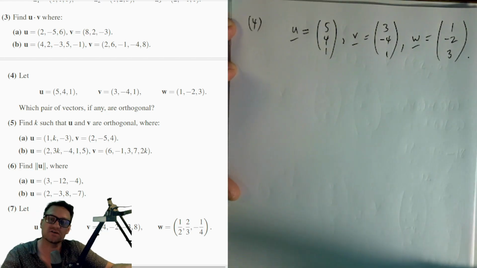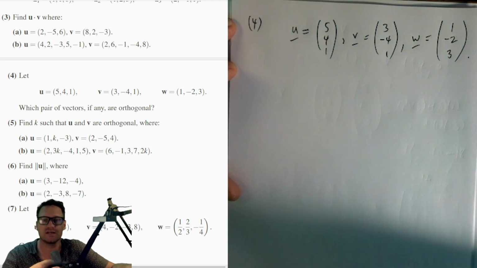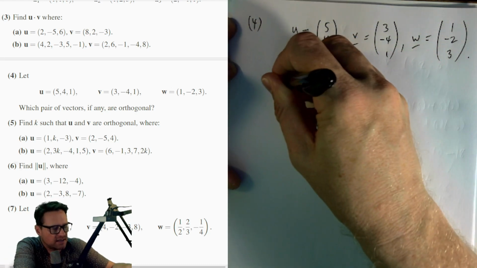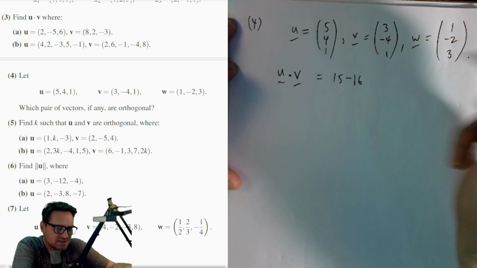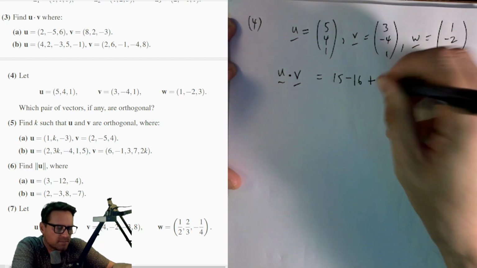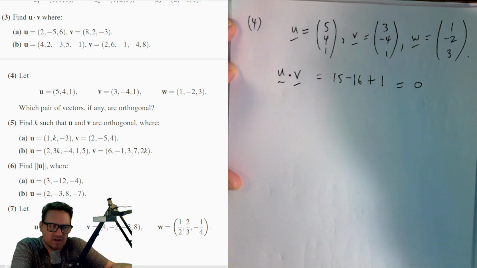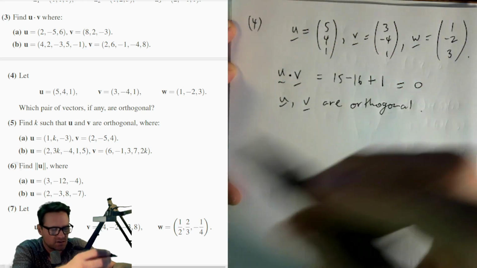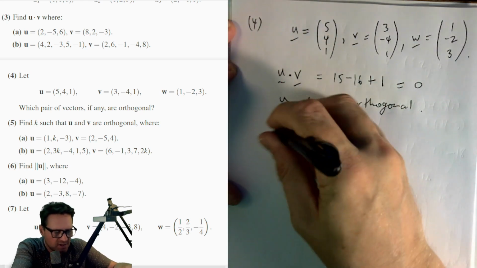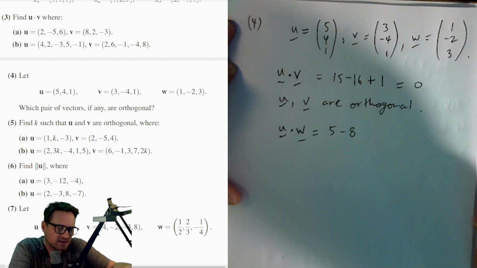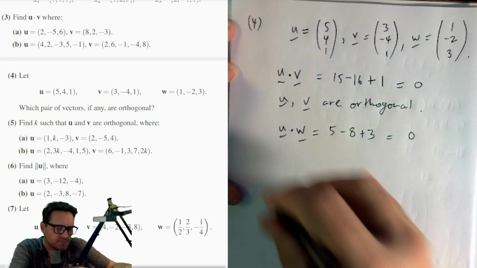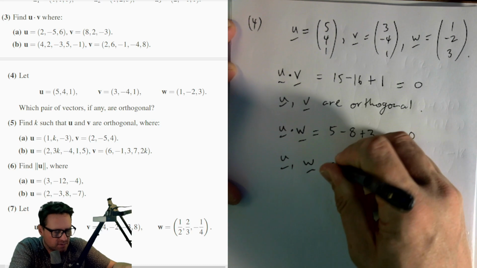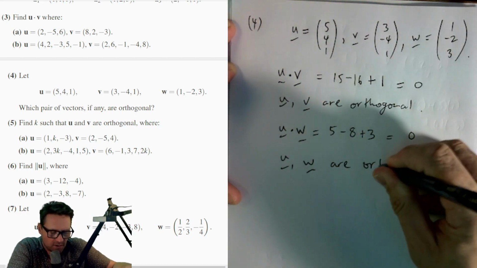So this is the question, which pair has a dot product equal to 0? So we'll calculate U dot V. So we have 15 minus 16 plus 1. And so this is 0, so U and V are orthogonal. Okay, so now let's take U dot W, 5 minus 8 plus 3. Okay, so this also adds up to 0. So U and W are also orthogonal.